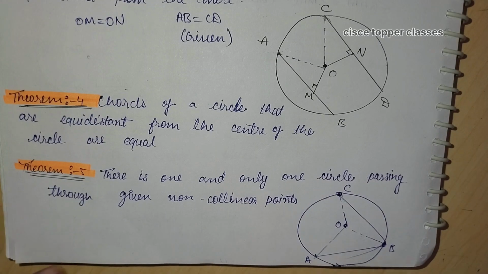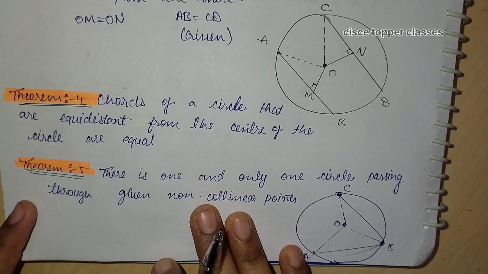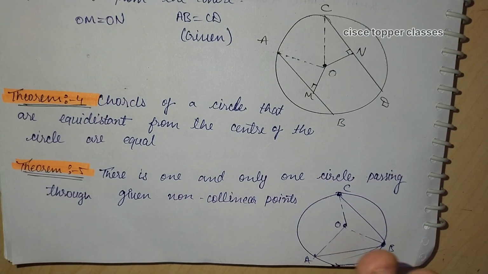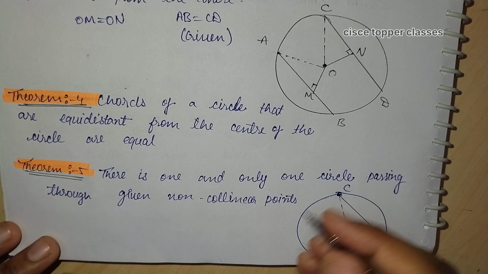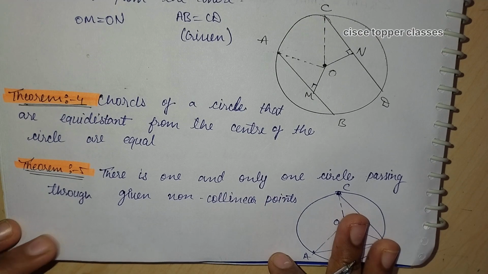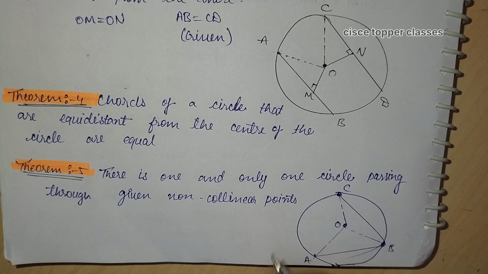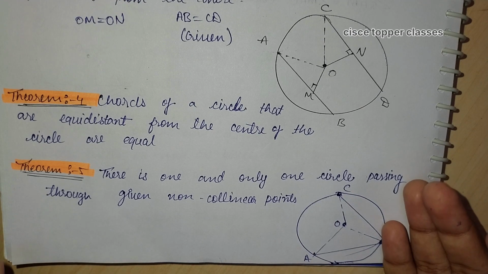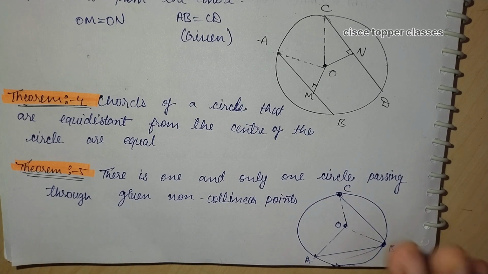Now we have the fifth theorem as the last one: there is one and only one circle passing through given non-collinear points. If there are three non-collinear points, then only one circle can be drawn joining these 3 points. It means that 2 points can have two different circles. If two points are there, then they can draw two different circles of different radius.